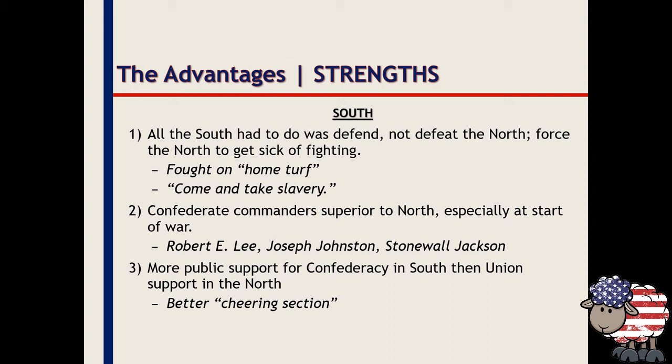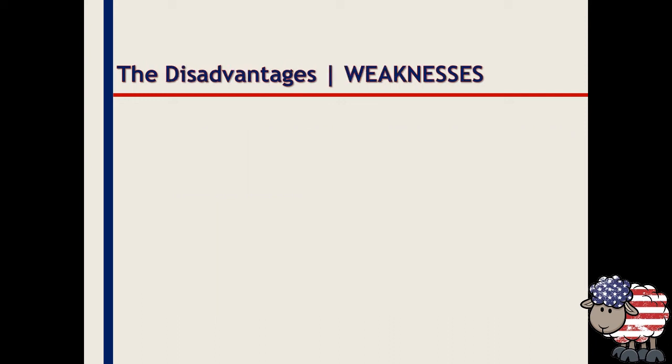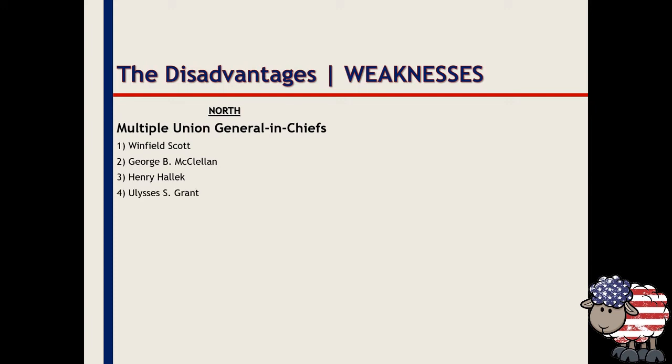So let's get to the weaknesses in the North. Multiple general-in-chiefs. So you can see McClellan, who actually is then going to run for president in 1864 against Lincoln. So they go through three significant leaders before Grant.